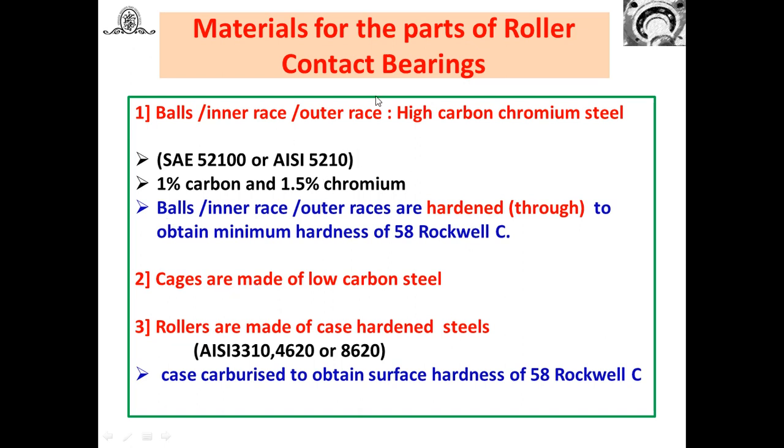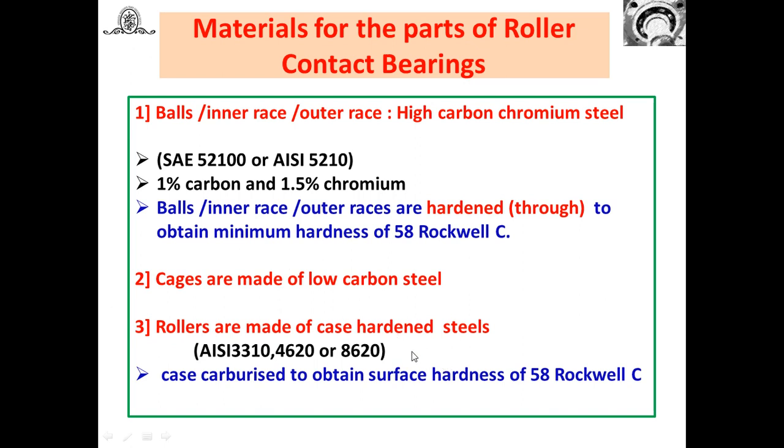Again here, in a rolling contact bearing, another component is the cage, but the cage is made of low carbon steel, and in a roller contact bearing, the balls are replaced by rollers. And these rollers are made of case hardened steel. Now here, high carbon chromium steel for the balls and races, and case hardened steel, such as AISI 3310, 4620 or 8620, is the material used for the rollers.